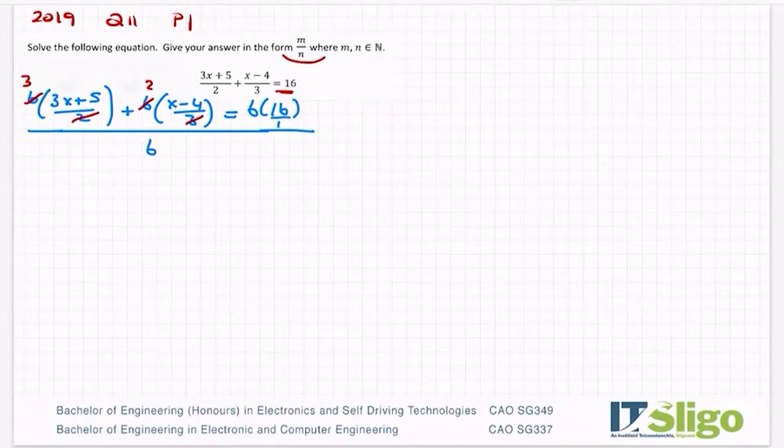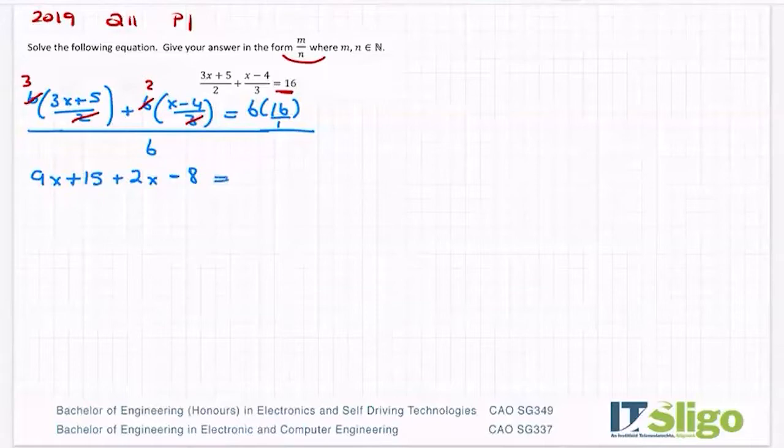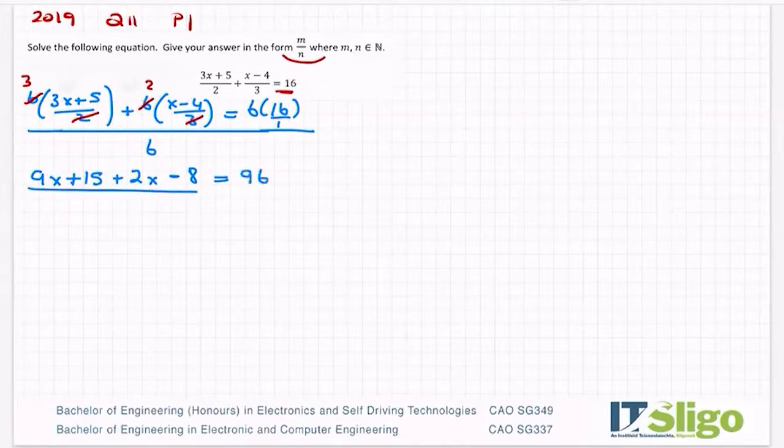So then you multiply. So I'm going to go 3 by everything in this bracket. 3 3s are 9x, 3 5s are 15. Okay, so I'm done with the 3. Now it's 2 by everything in this bracket, and it's a plus 2. So plus 2 by x is plus 2x, plus 2 by minus 4 is minus 8. And that's equal to, and I'm just grabbing my calculator, 16 by 6 is 96. And it's all over 6.